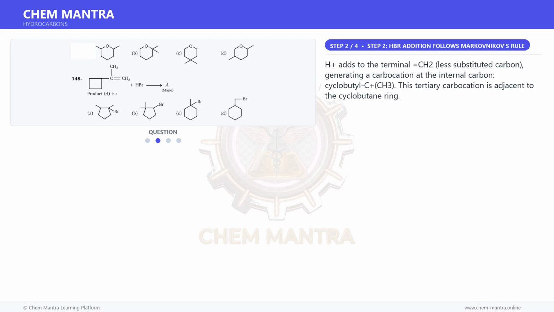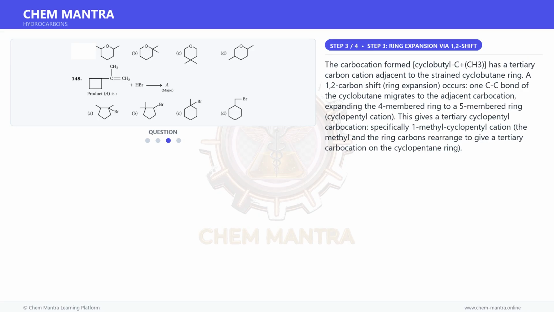Moving on to the next step. H+ adds to the terminal =CH2, the less substituted carbon, generating a carbocation at the internal carbon, cyclobutyl C+(CH3). This tertiary carbocation is adjacent to the cyclobutane ring.